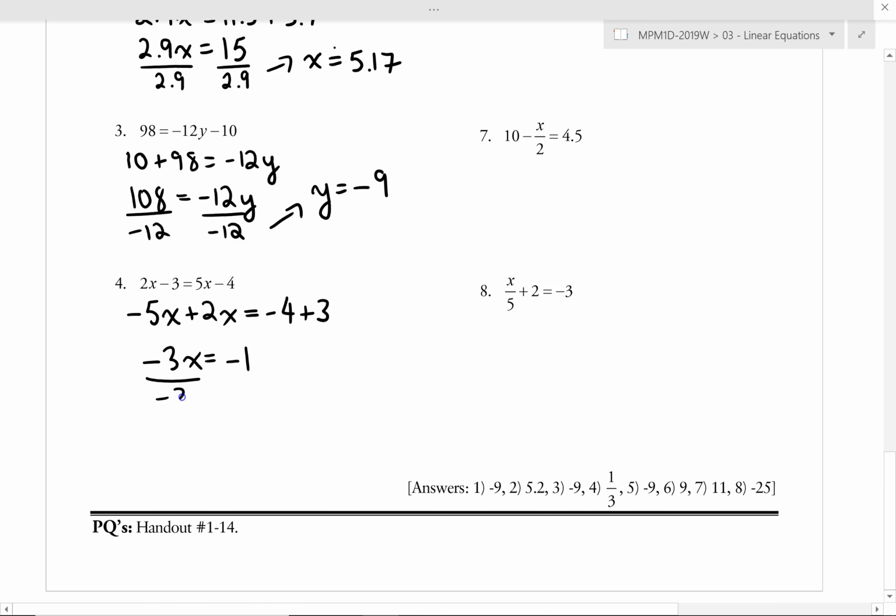And we can divide both sides by minus 3. And we end up with x equals positive 1 over 3. We have two negatives here, so those cancel.